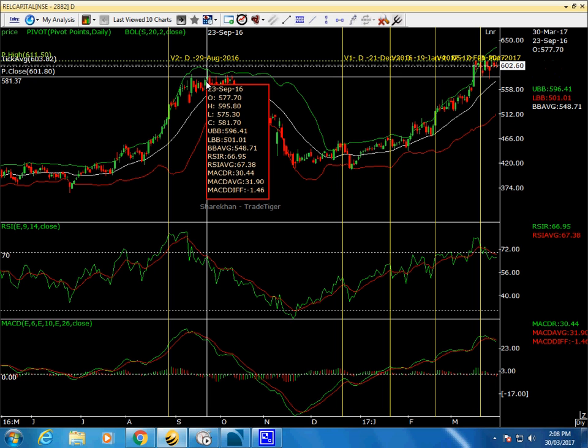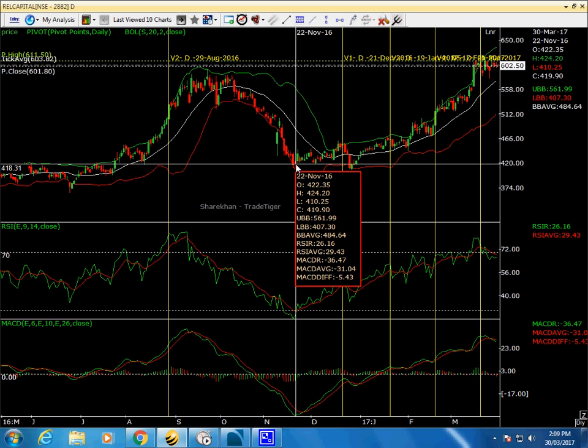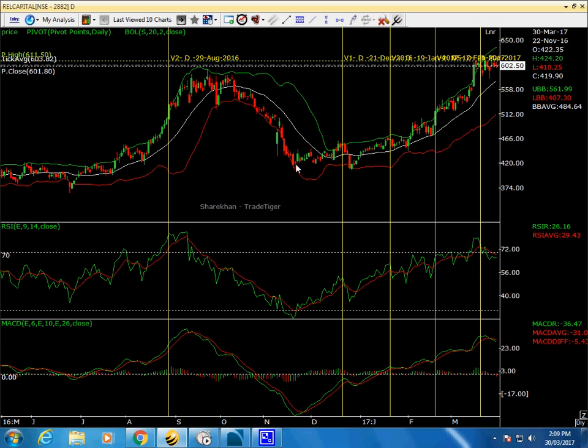This is the high, and in this particular range I have taken the low also. This is the low, that is on 22nd November 16th I have taken the low value, that is coming around 410 rupees 25 paise. High value was 595.80, 23/9/16, and 22/11/16 I have taken 410.25, because high is there and low is there.